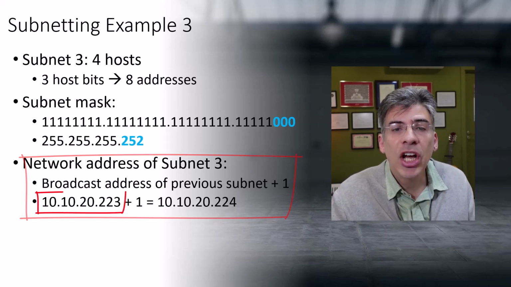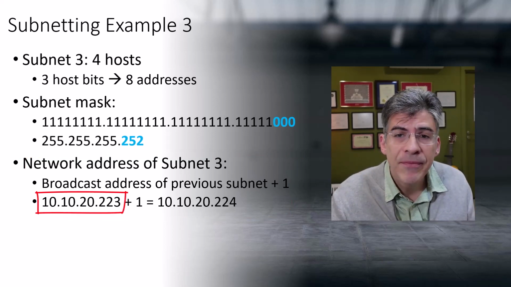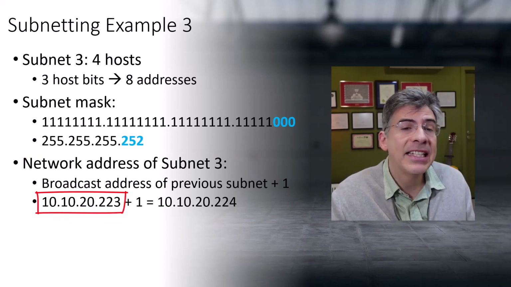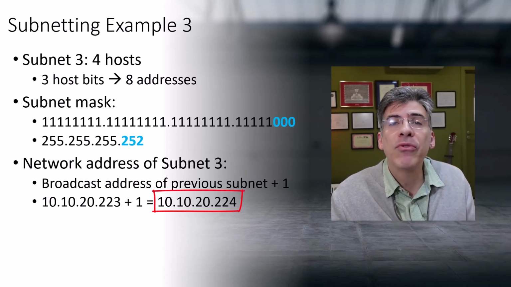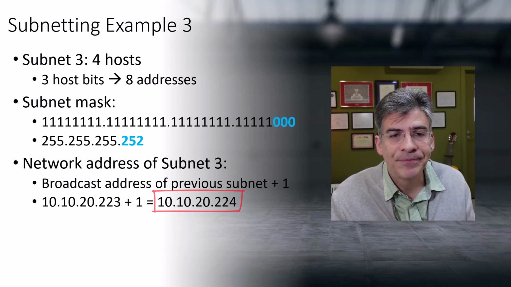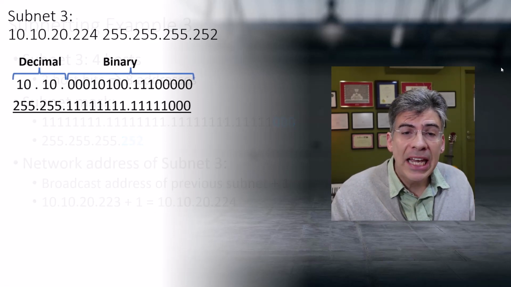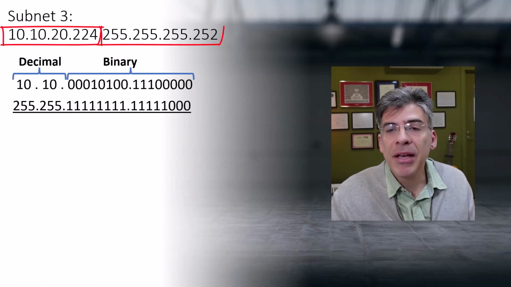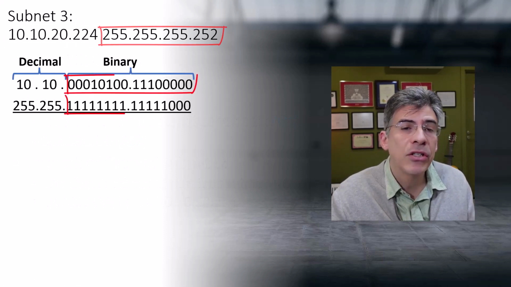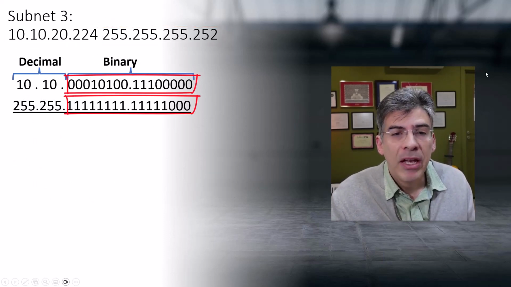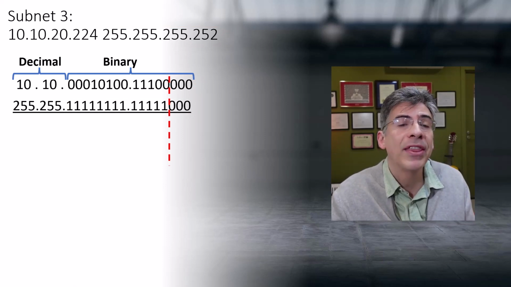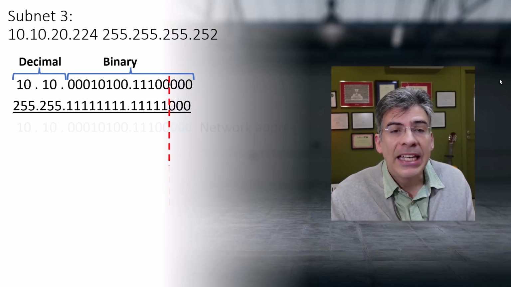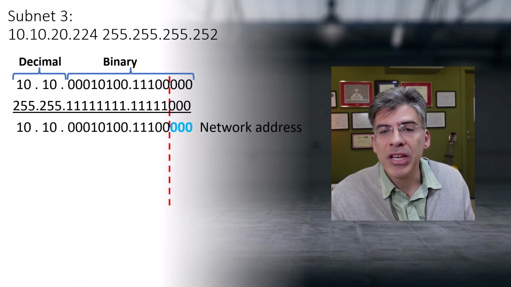Now to get our network address, we take the broadcast address of the previous subnet and add 1. So we take 10.10.20.223, and we add 1 to that to get 10.10.20.224. And this is the network address for our subnet number 3. Now, once again, we use our network address and our subnet mask, and we represent the last 2 octets in binary. We draw that line separating the host portion from the network portion based on that subnet mask. And here we have our network address for subnet number 3.